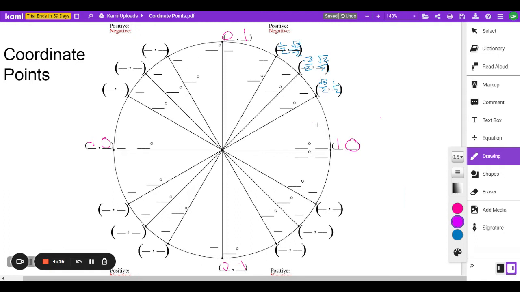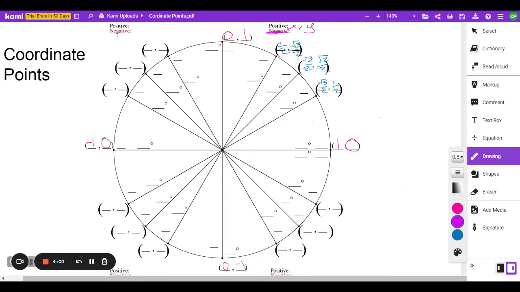And then from there, we're just going to translate around the circle. We need to know, though, which quadrant has x and y values that are positive or negative. So if we look at the first quadrant, our x values and our y values are always going to be positive. We don't have negatives here.